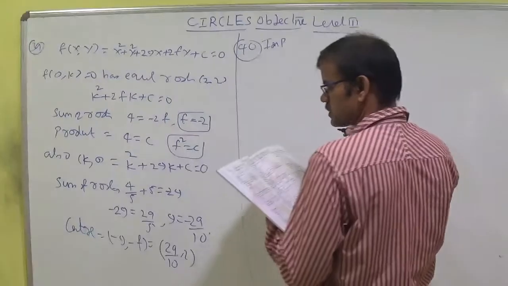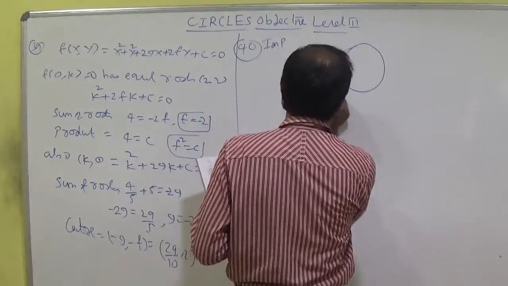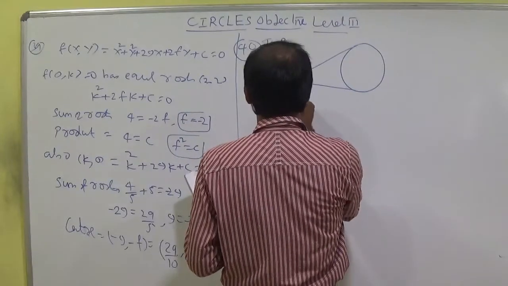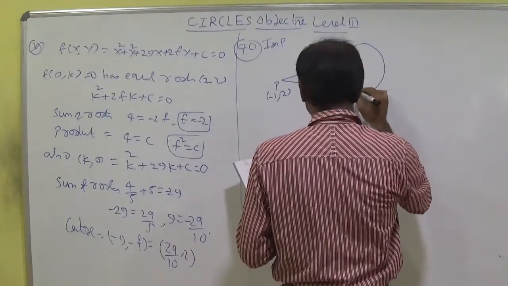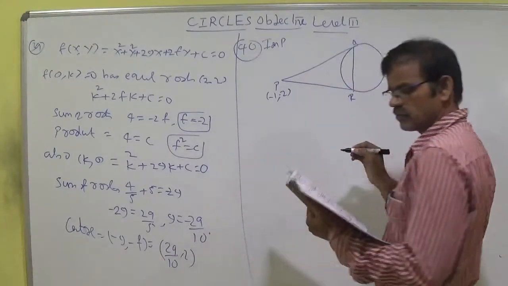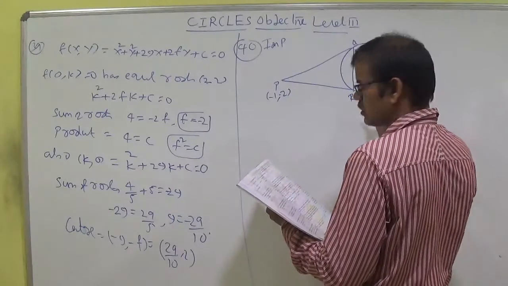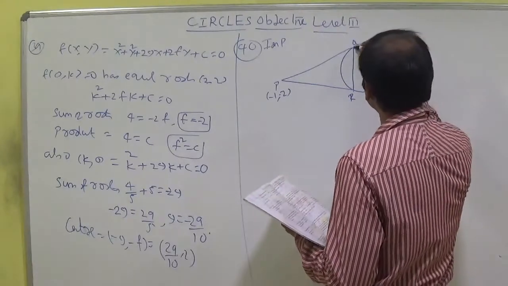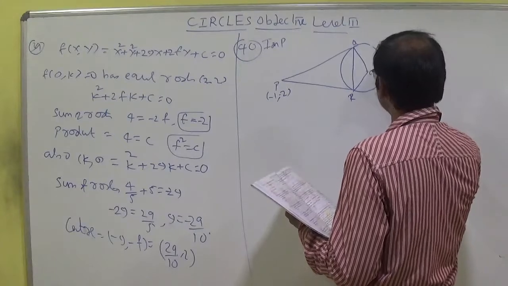From the point P(-1, -2), PQ and PR are the tangents drawn to the circle. This is QR. Then the angle subtended by QR at the center. This is the center, C.